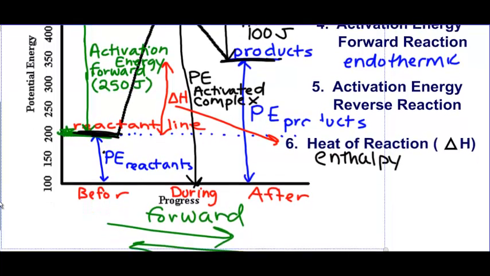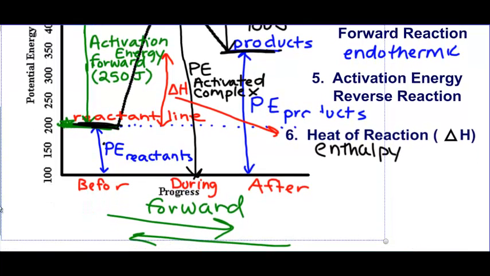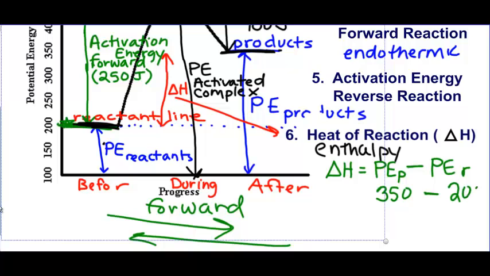Okay? As I told you, delta H is the difference between your products and reactants, right? Delta H is the difference between the potential energy of the products, and it's always P minus R, minus the potential energy of the reactants. Do you remember our products had 350? In this example, and our reactants had 200. So the delta H here is 150. And it's positive, as it should be, because we said earlier that this was endothermic. So delta H is positive for this reaction because the products have more energy than the reactants.